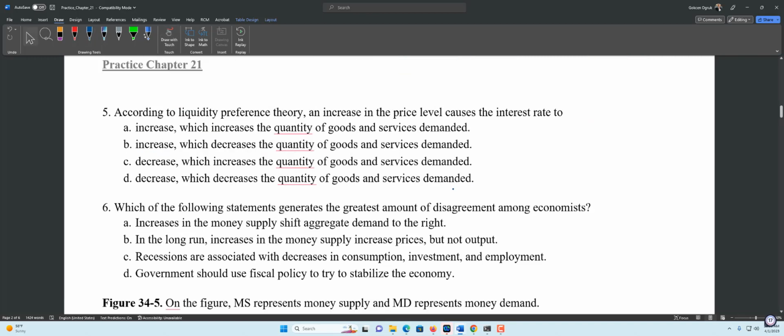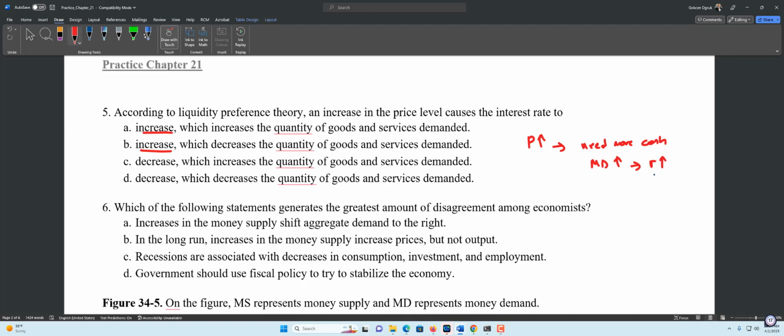Question number 5. According to liquidity preference theory, an increase in the price level causes interest rates to... Just remember the liquidity preference theory. When prices are higher, people need more cash. When they need more cash, the money demand is going to increase. When the money demand increases, the interest rates are going to increase, which decreases the quantity of goods and services demanded.